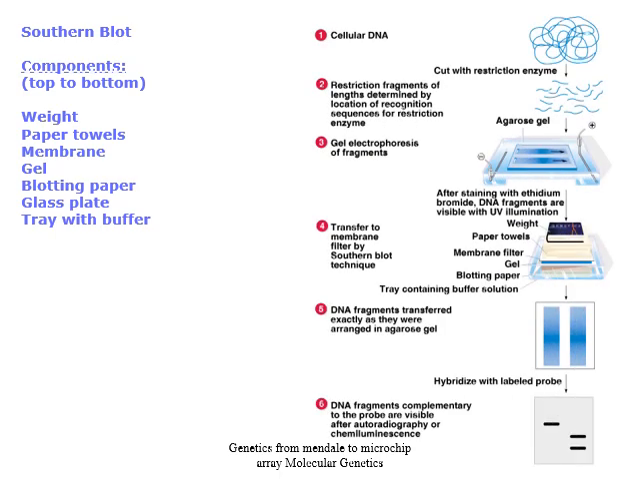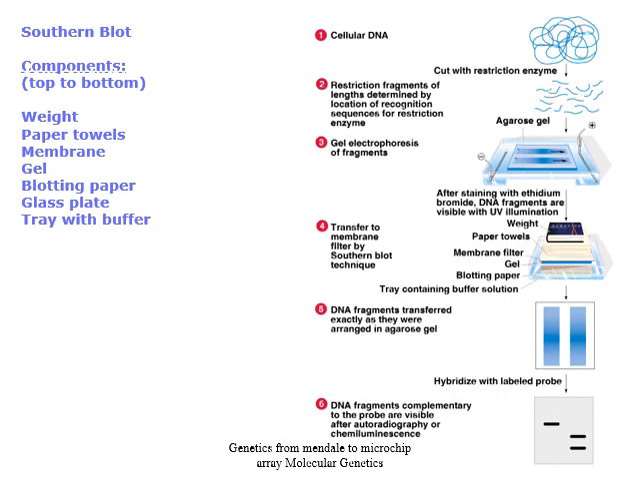This is a plot of the components of the blot. Here: wet paper towel, membrane, gel, blotting paper, glass plate, tray with cover. Cellular DNA is cut with restriction enzyme, and the restriction fragment lengths are determined by the location of the recognized sequence for the restriction enzyme. The gel electrophoresis fragments are transferred to a membrane filter by the Southern blot technique. DNA fragments are transferred exactly as they were arranged in the agarose gel and hybridized with labeled probe.